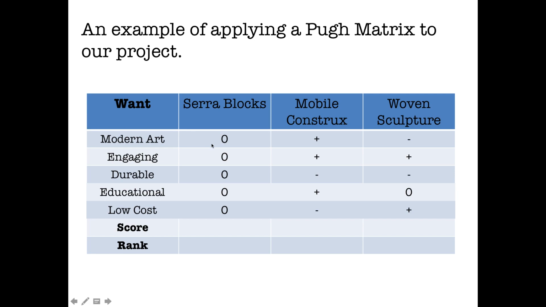But let's say this is my scoring, okay? So Sarah Blocks obviously is going to total 0 if I add these up. Mobile Constructs, I have +1, +1, -1, so I'm still at +1. +1 is +2, -1 is +1. Okay, Woven Sculpture, minus, plus, minus, 0, plus is 0. So I get 0, +1, 0. So my rank is 1, 2, 2. Okay, top performer is Mobile Constructs, followed by a tie for second place, Woven Sculpture and Sarah Blocks. Okay, so that's how that worked out.